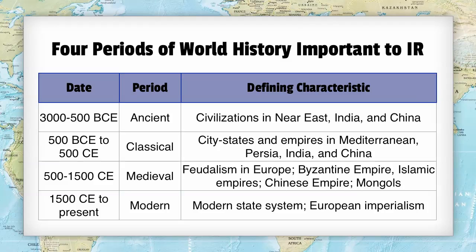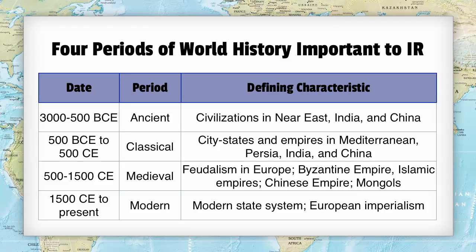The medieval period is between roughly 500 to 1500 CE. This is the advent of feudalism in Europe, a significant change in the structure of international affairs. The Western Roman Empire fails, but you have for another 1,000 years the Eastern Roman Empire, the Byzantine Empire. You have the Islamic Empire.